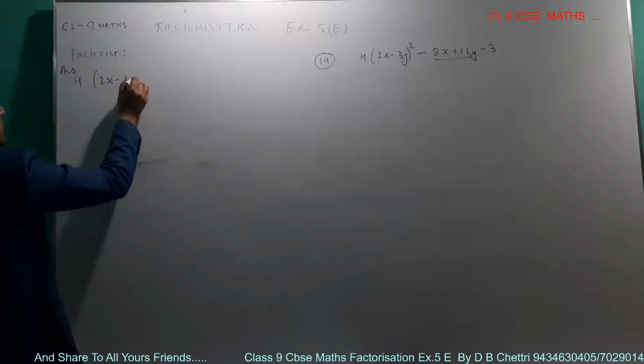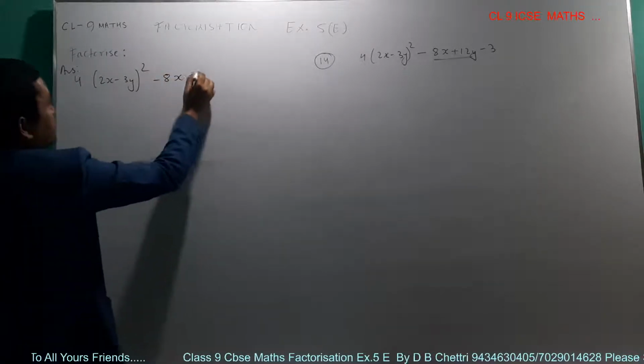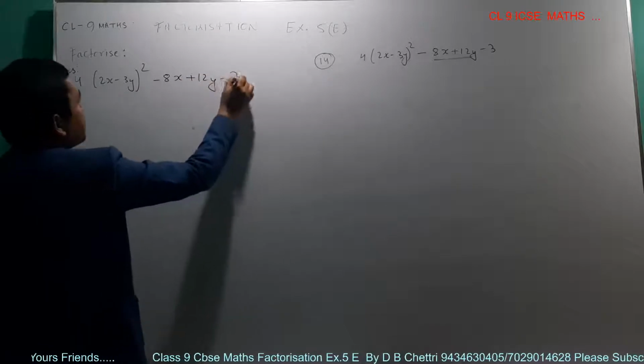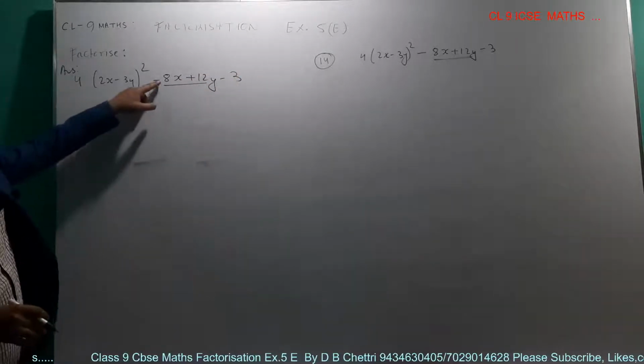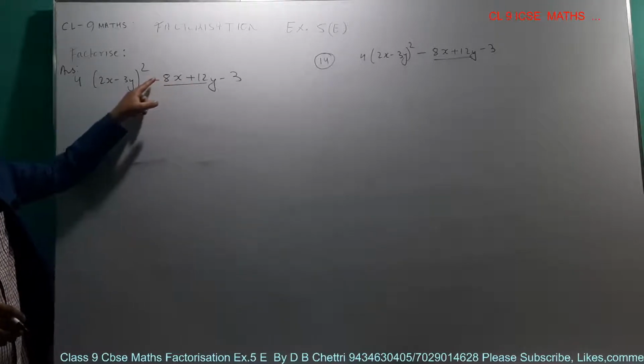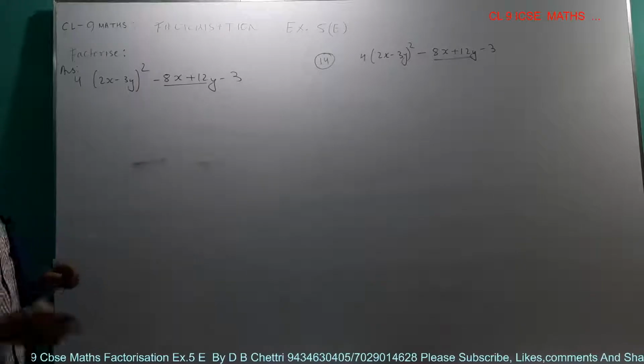(2x minus 3y) whole square, then minus 8x plus 12y minus 3. Now let's look at these two terms. Is anything common? 8 and 12 are there. 8 is a multiple of 4 and 12 is also a multiple of 4. That means we can take 4 common from there.